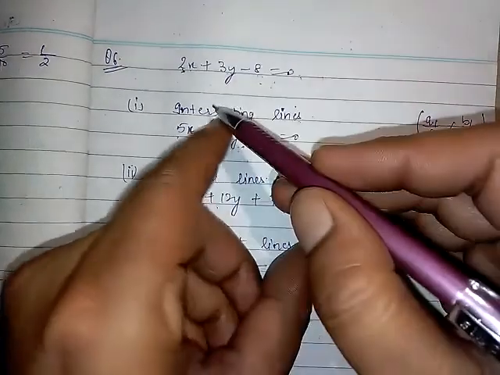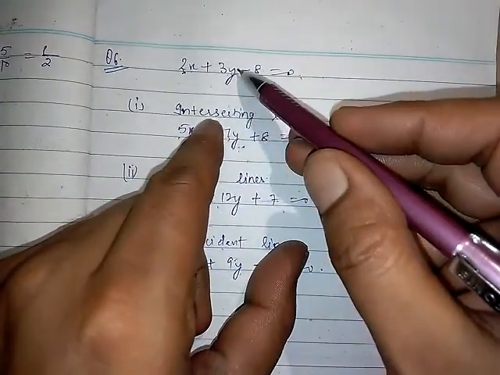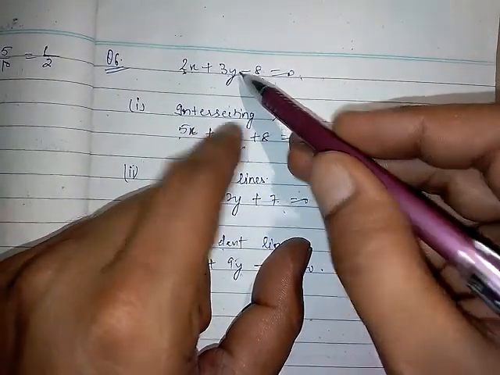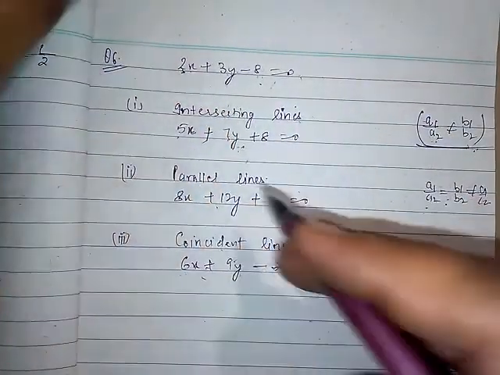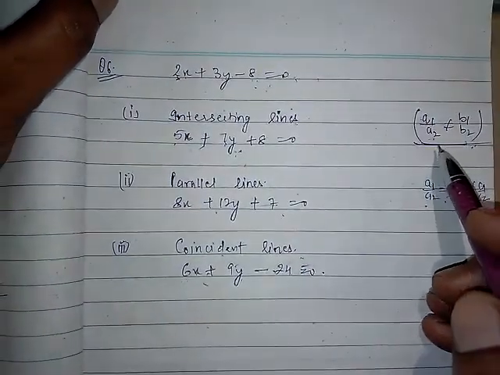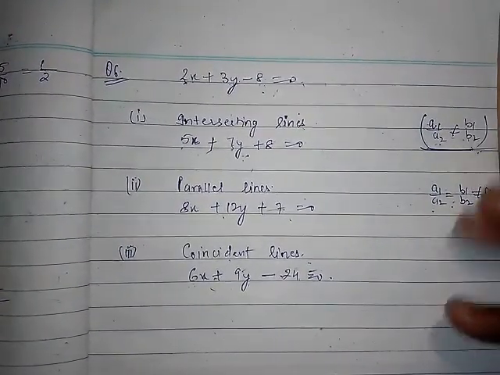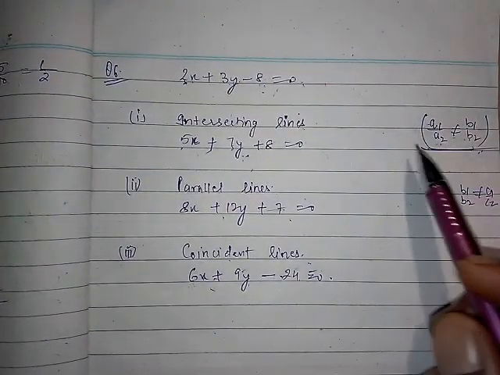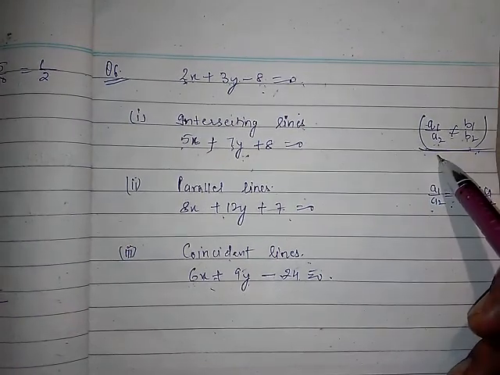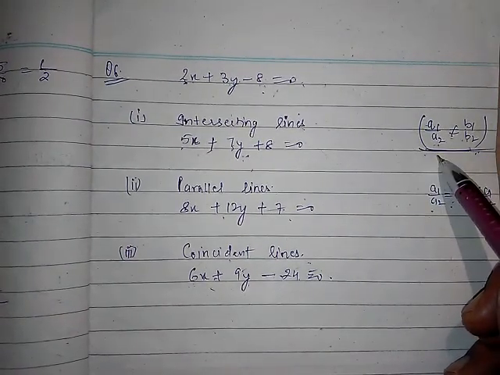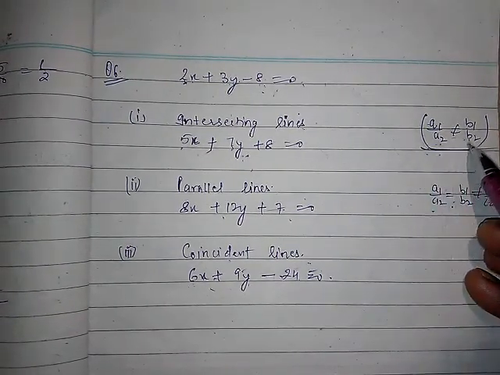Okay, example of a line which is intersecting with the given line. For this you have to think about the condition of the intersecting line, that is a1 upon a2 is not equal to b1 upon b2. So find such an equation in which this condition will hold good, right? So a1 upon a2 not equal to b1 upon b2.